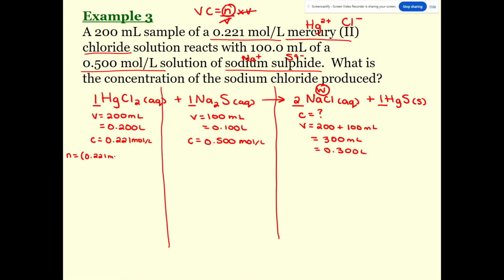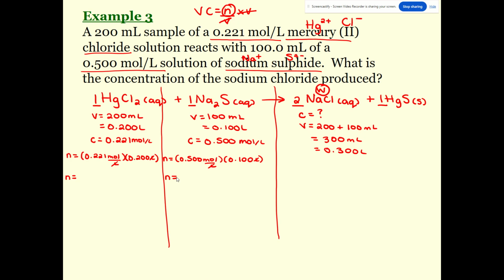0.221 mole per liter times 0.200 liters means your liters cancel and you're left with moles. So I'm doing that for both of these. 0.500 moles per liter times 0.100 liters. Our liters cancel and we're left with moles. Okay?